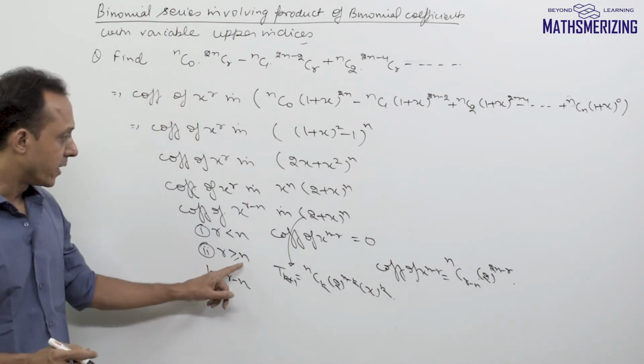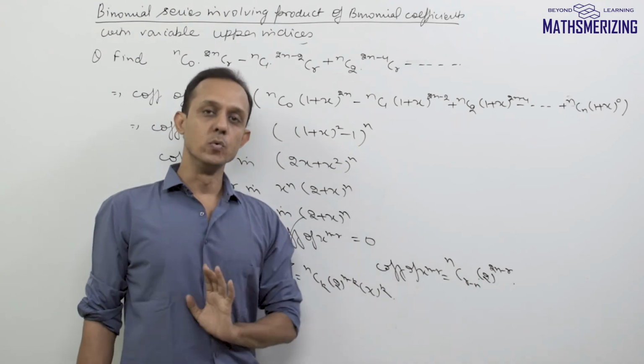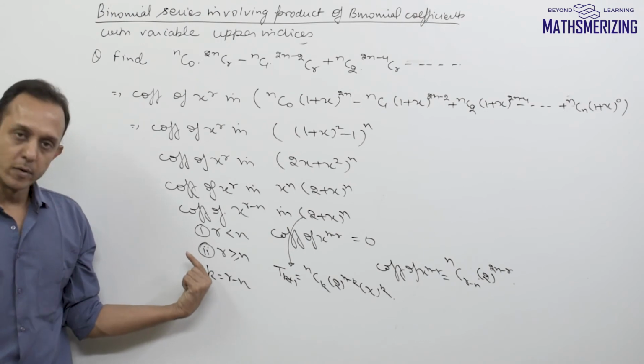So if r is greater than or equal to n, then the answer to this series will be nC(r minus n) 2 to the power 2n minus r. So there will be two cases, when r is less than n or when r is greater than or equal to n.